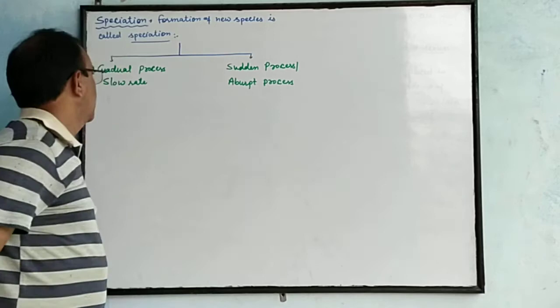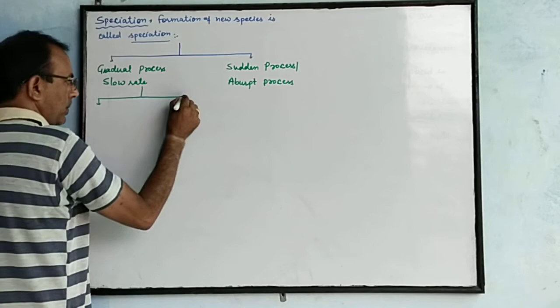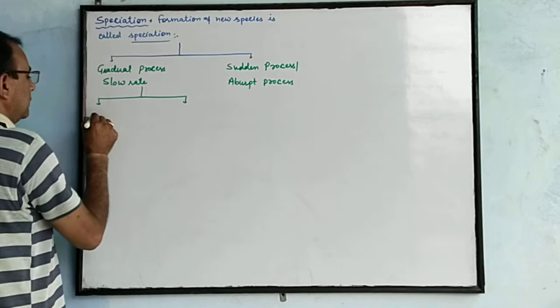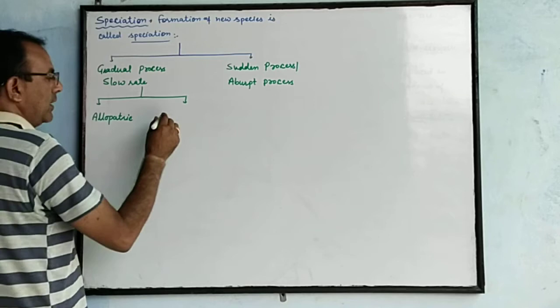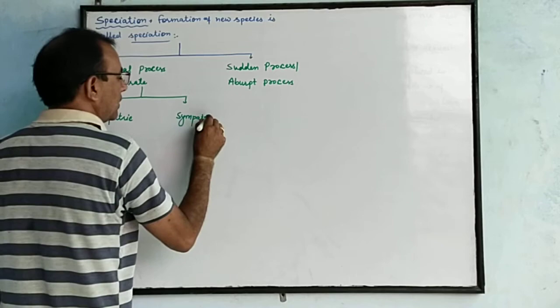The gradual process is completed in two steps. One is allopatric and the second one is sympatric. Allopatric. The other one is sympatric. Allopatric, what does it mean?